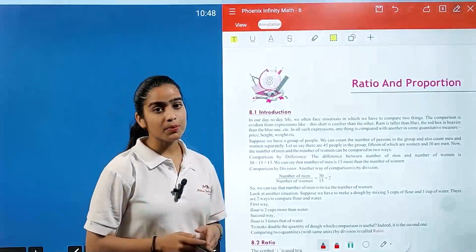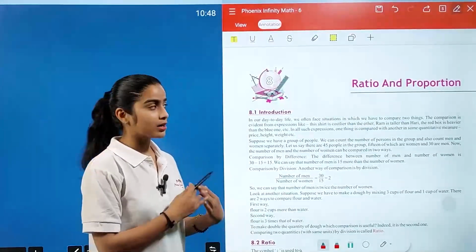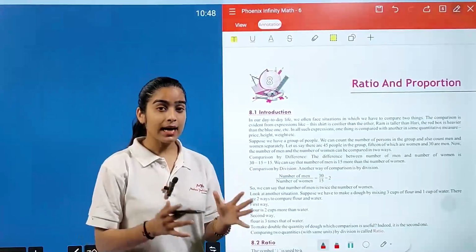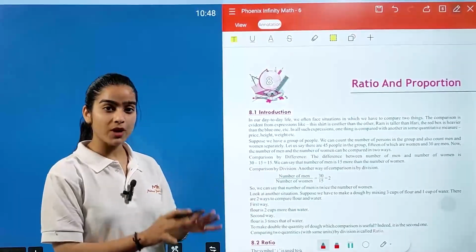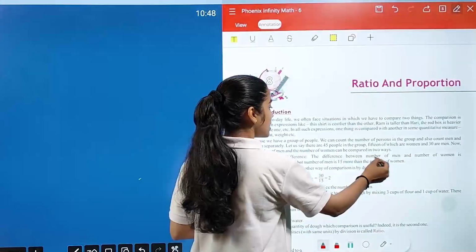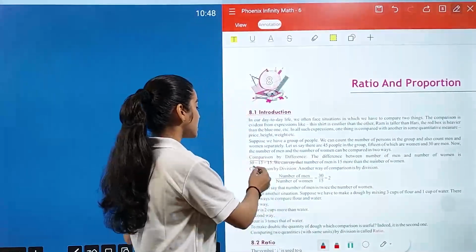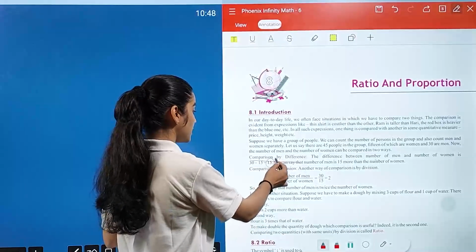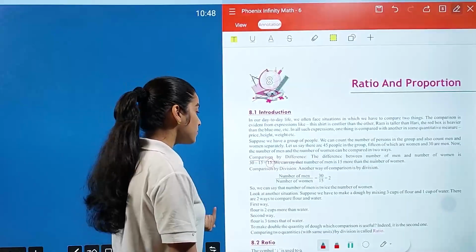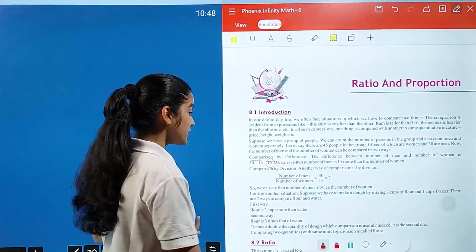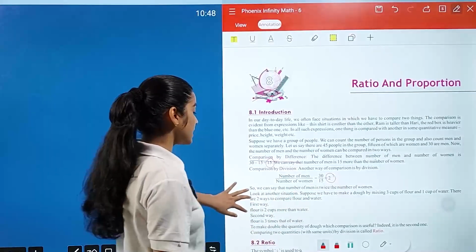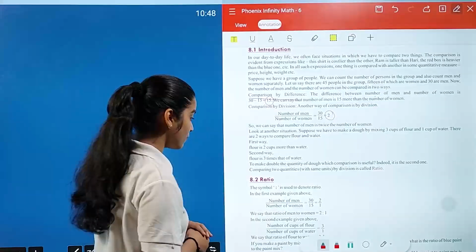So when we have to compare two values, we use ratio. When you start this chapter, you will realize that ratio is a little bit similar to fraction. When we compare by difference, the difference between the number of men and the number of women is 30 minus 15, which is equal to 15. So we can say that the number of men is 15 more than the number of women. Comparison by division is 30 by 15, which is equal to 2. So we can say that the number of men is twice the number of women.